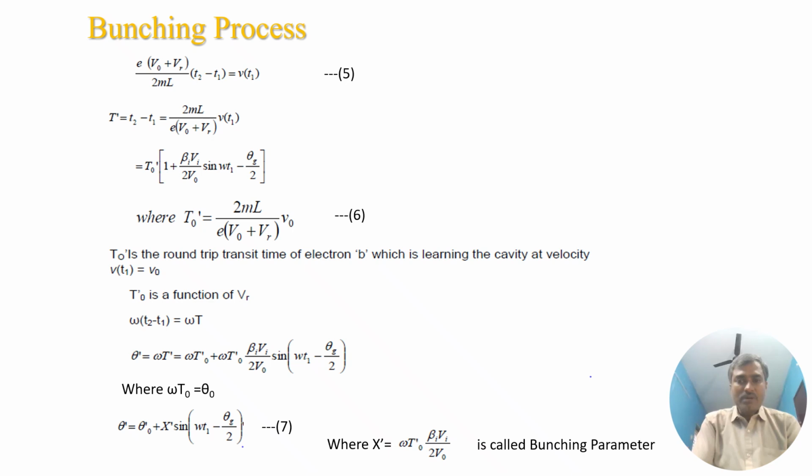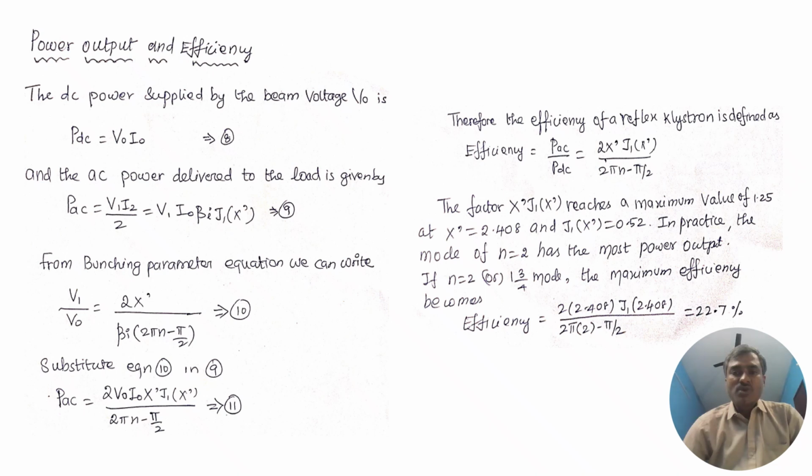From this we get the expression for the bunching parameter X' = ωT0 βi V1 / (2V0). We know that efficiency is the ratio of output power to input power. Here output power is AC power and input power is DC power. The expression for output power is given by equation number 9. Similarly, the expression for input power is given by equation number 8. By taking the ratio of equation number 9 to 8, we get the expression for output efficiency.